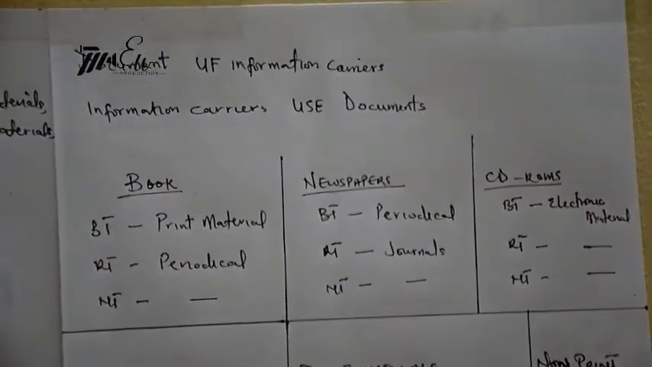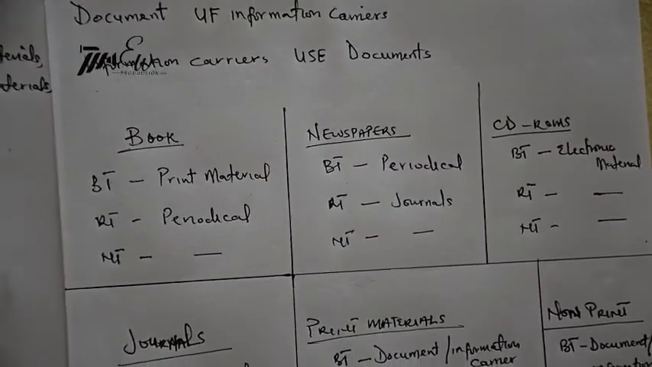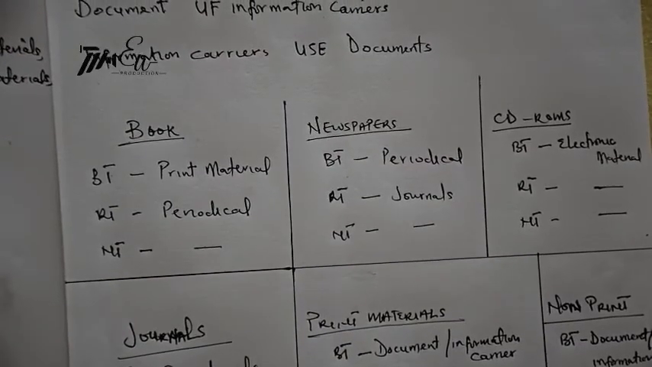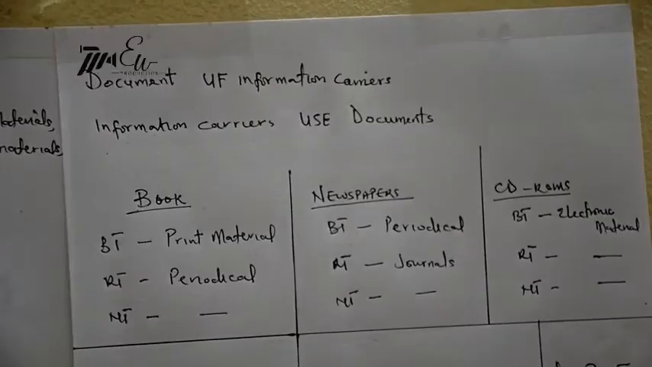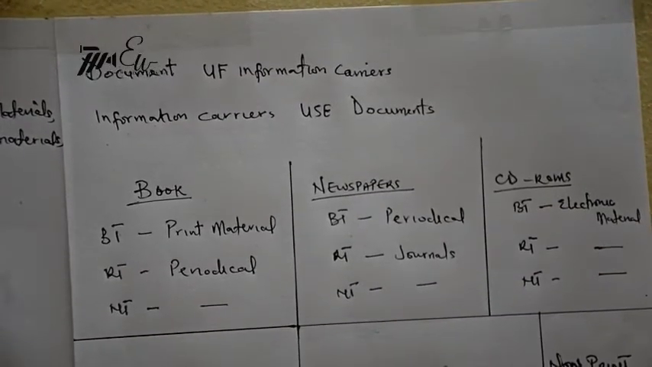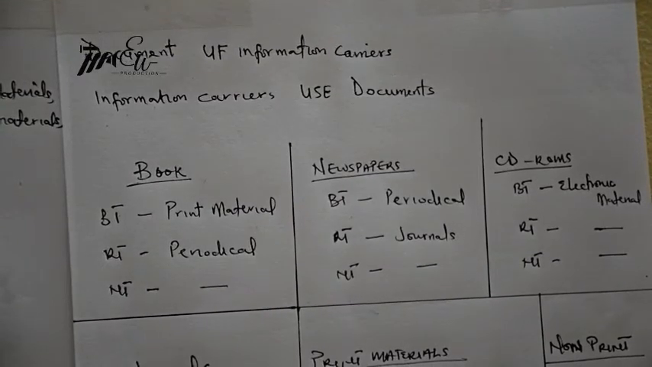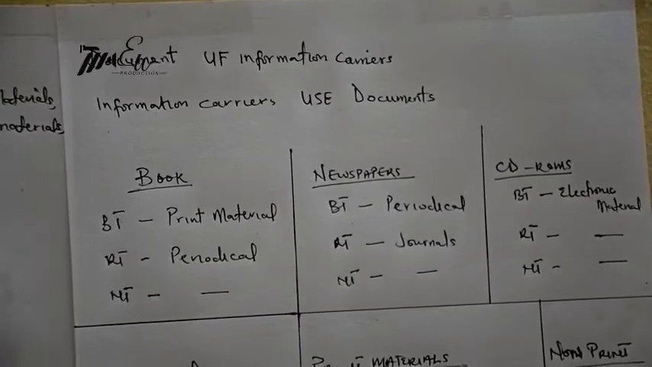As I was saying, when we take the first terminology, that is document, document has a synonym. So when we authorize the known term, that is document, we are going to use UF, that is used for, then information carrier. Then as we authorize information carrier, we will say use document. Okay. So we go to the next terminology, book.